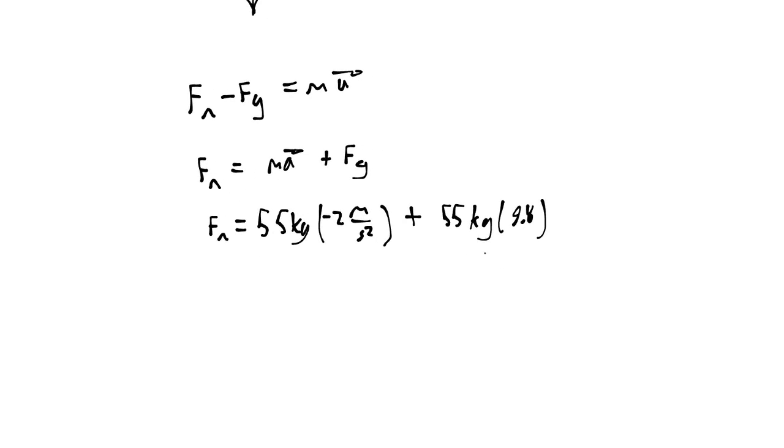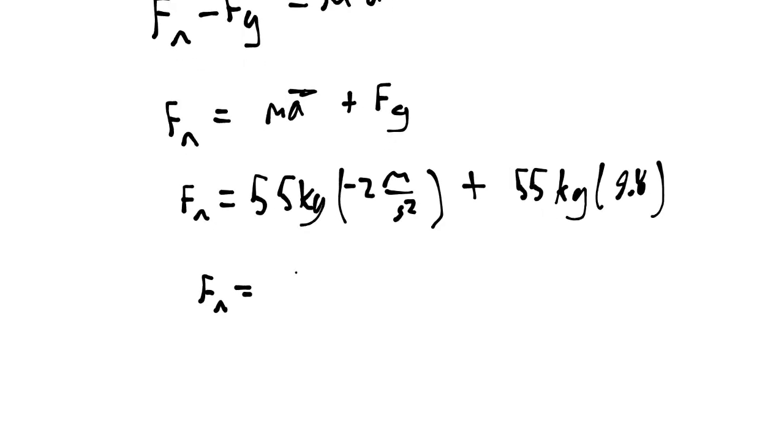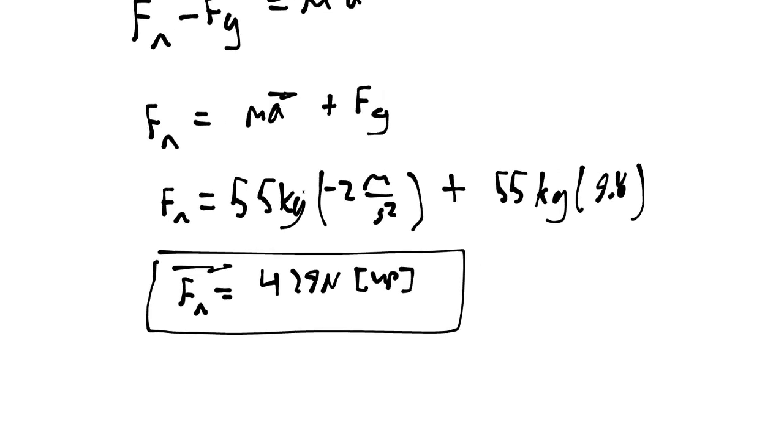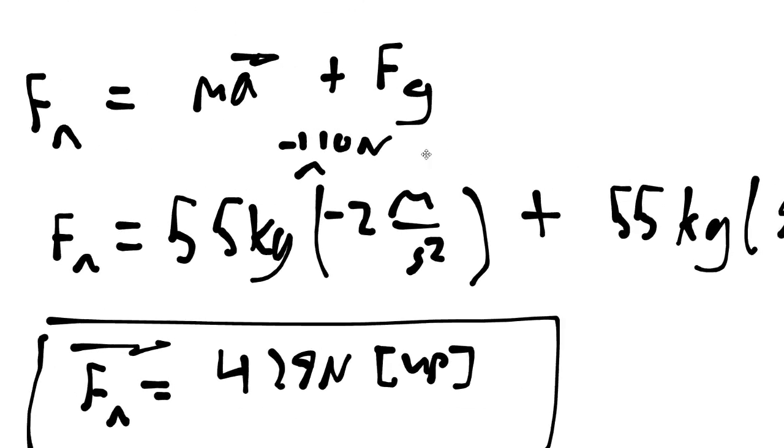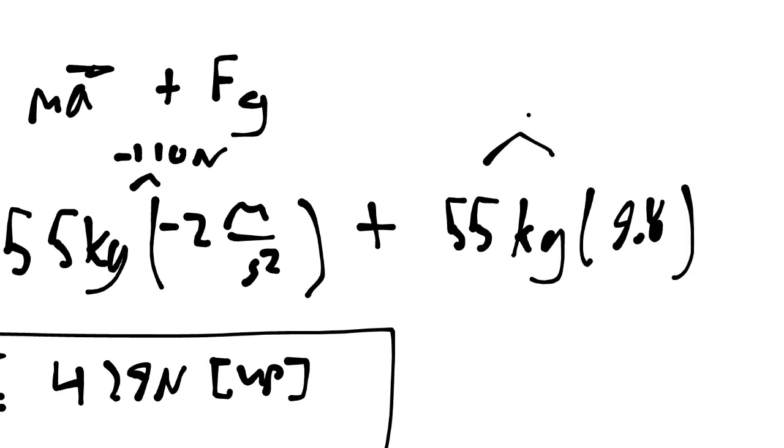Okay. And then what this should equal is 429 newtons if you put it in your calculator. And then of course it's up, so 429 newtons up, because this is equal to negative 110, and then this is equal to 539, and then you just subtract the two, or add the two, I guess, and you get 429.